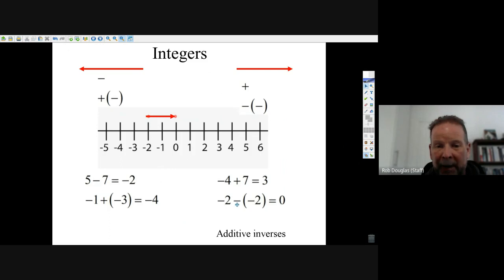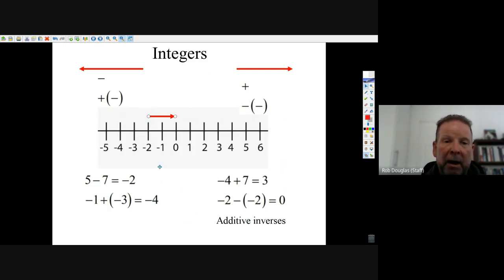By the way, -2 and +2 are called additive inverses. When you put them together, they always make 0. If you have two numbers that, when you add them, make 0, they're called additive inverses. Well, that was just a little bit of revision for everybody.